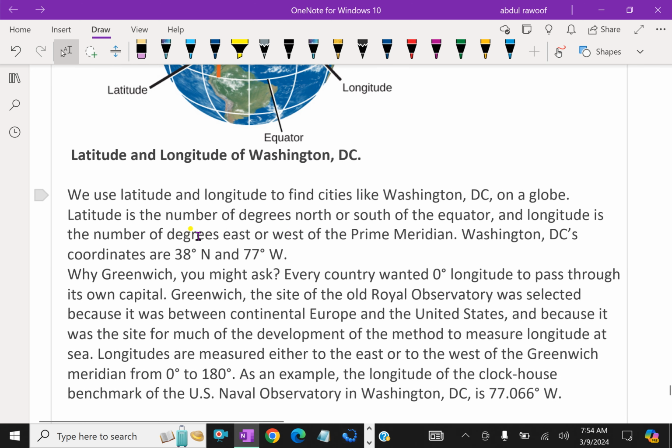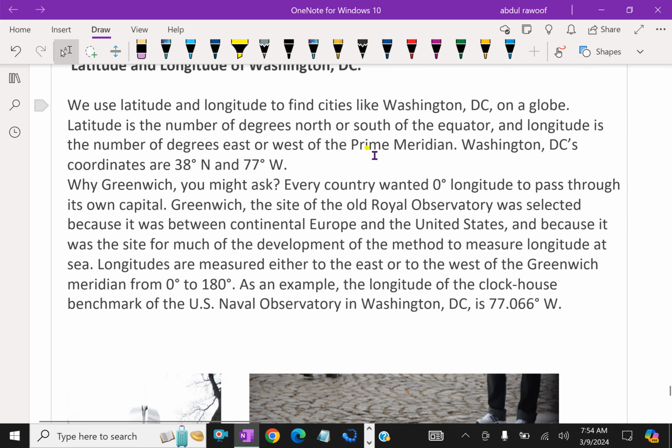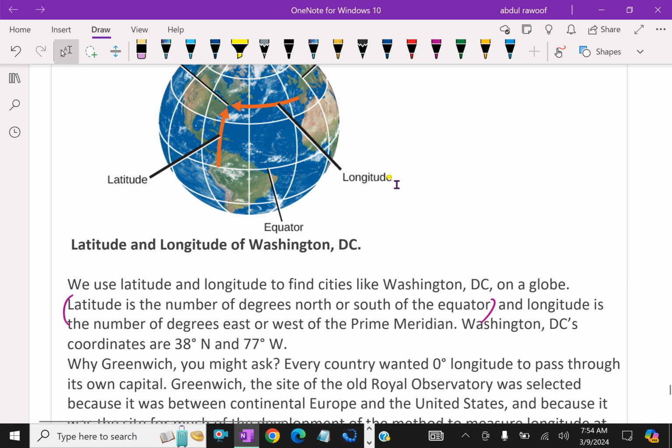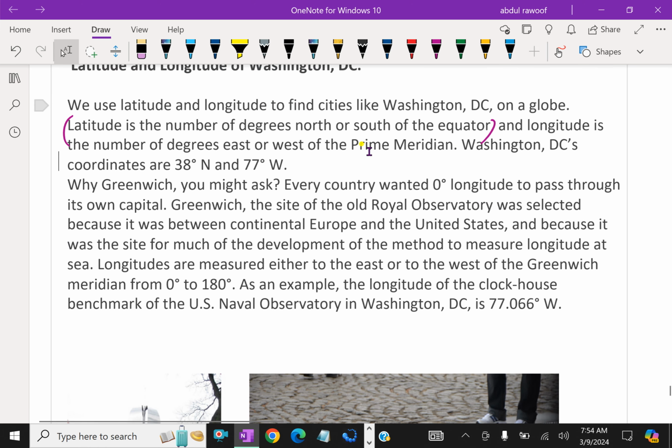We use latitude and longitude to find cities, for example, Washington, D.C., on a globe. Latitude is the number of degrees north or south of the equator. Here, these lines are latitudes. In the same way, longitude is the number of degrees east or west of the prime meridian.